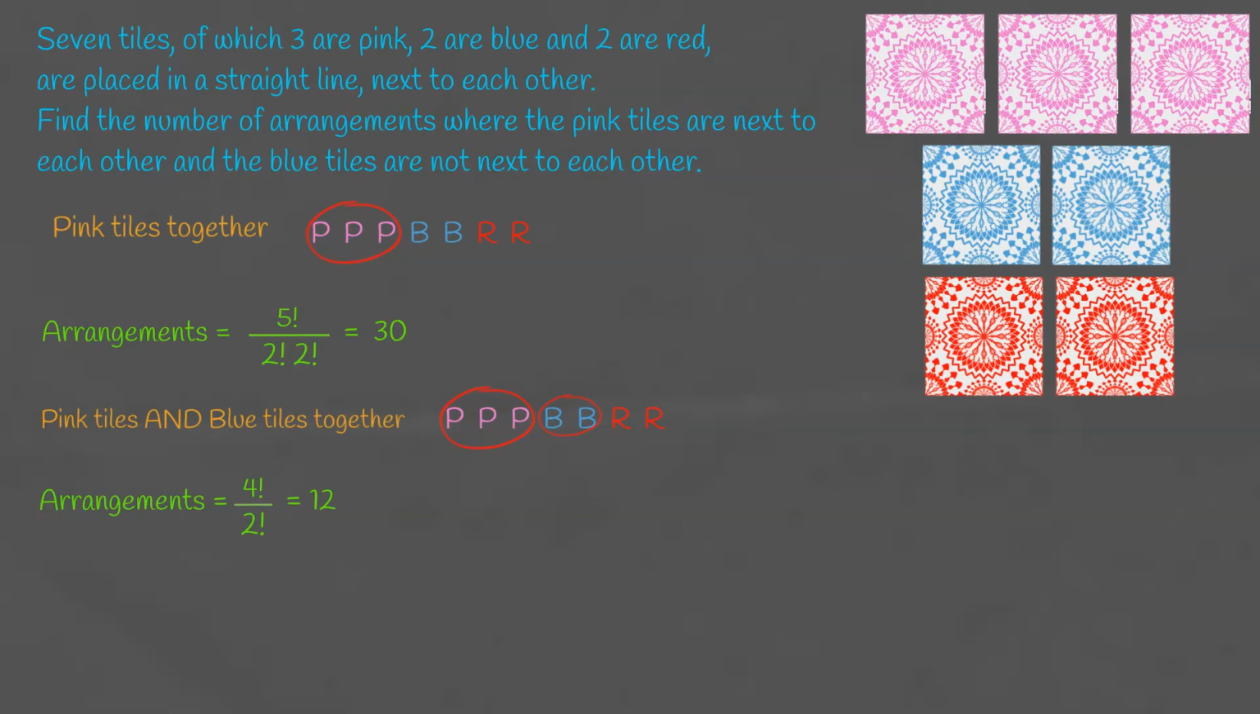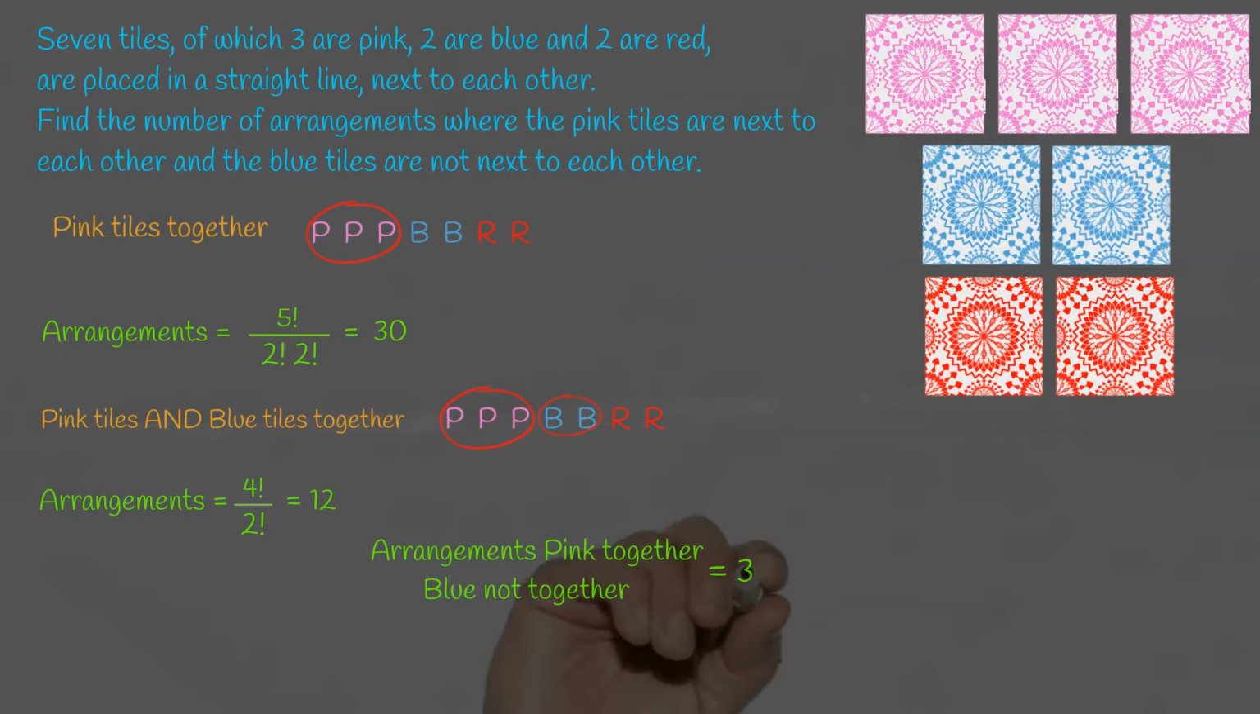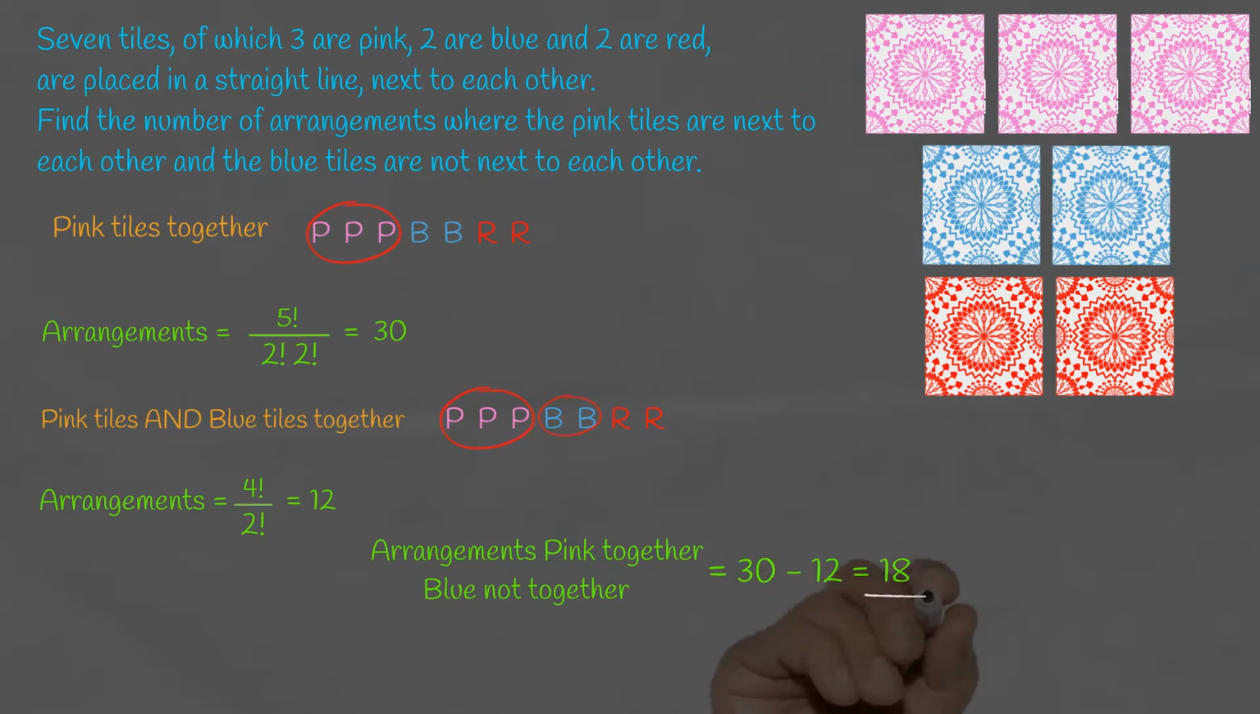And then if we subtract the amount of arrangements where the pink tiles and blue tiles are together from the total arrangements when the pink tiles are together, then we'll get the number of arrangements where the pink tiles are together and the blue tiles are not together. And this is 30 minus 12, which equals 18.